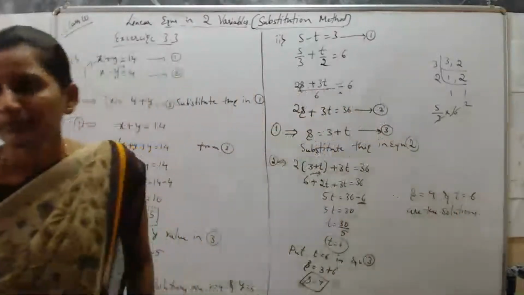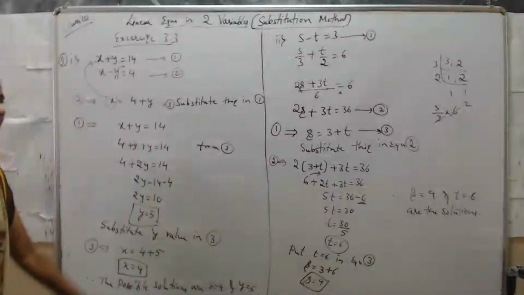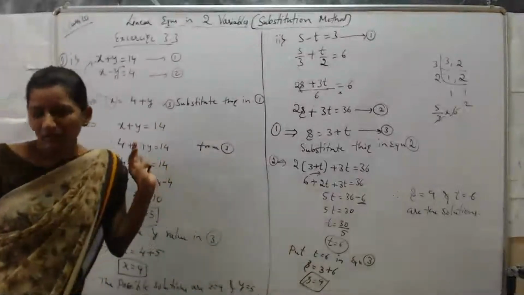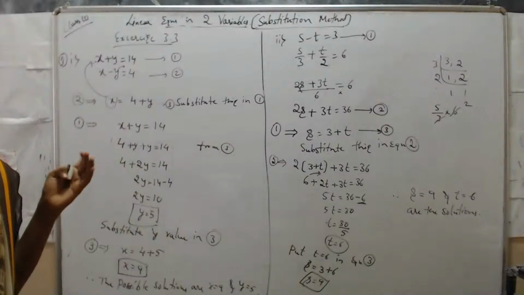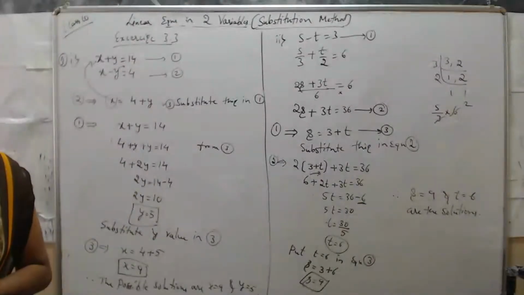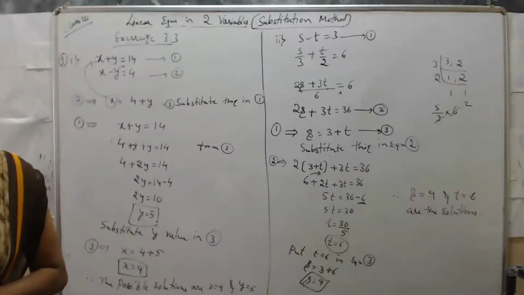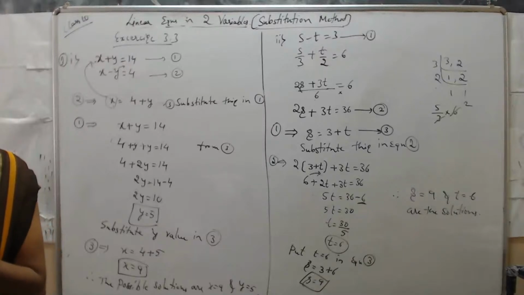Understood? Okay. Similarly, we have to solve in the same procedure. We have to solve 3, 4, 5 and 6. Remaining also we should solve in the same way. Okay. Next. Shall we solve the problem?